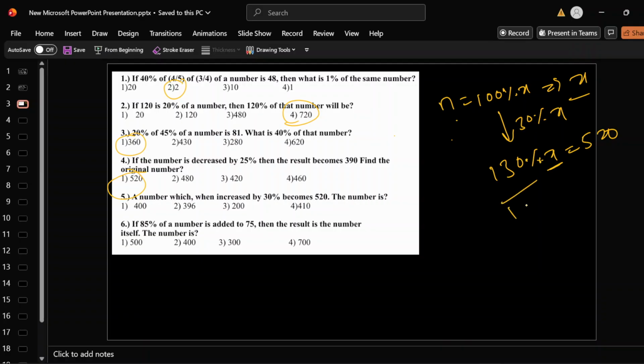30% means 30 by 100. We know this. The zeros cancel, 13 ones are 13, 13 fours are 52. If we do the calculation, here 100 is left. If we move 100 to the right side, it will be multiplied with the 4. So 4 into 100 is equal to 400, which is our answer.